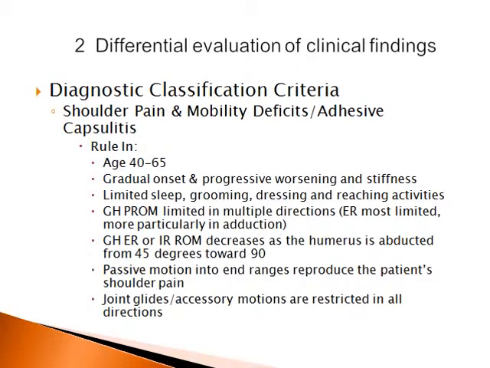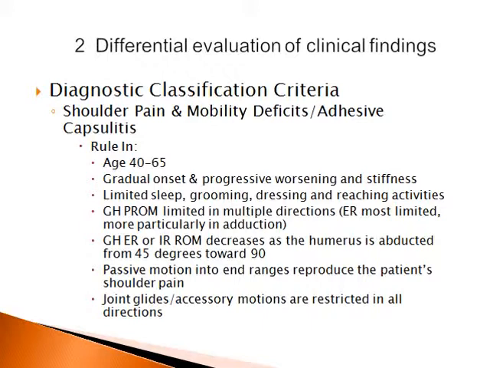The clinical practice guidelines have determined that in order to rule a patient into this category, there are certain ways they will present. To rule them in, a patient should be between age 40 and 65, and have gradual onset and progressive worsening of stiffness. They should report limited sleep, and limited ability to groom, dress, and reach. Glenohumeral passive range of motion should be limited in multiple directions. External rotation should be the most limited, more particularly in adduction.